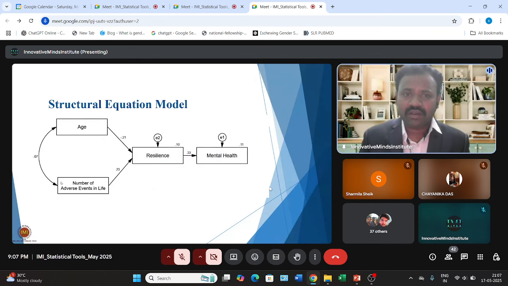Right. This is the model of structural equation modeling: independent variable, then 2 dependent variables, the resilience and mental health. Just for your understanding, this is a very basic model, and you might have seen many variables accommodated in the model. Right. This is a very basic model.